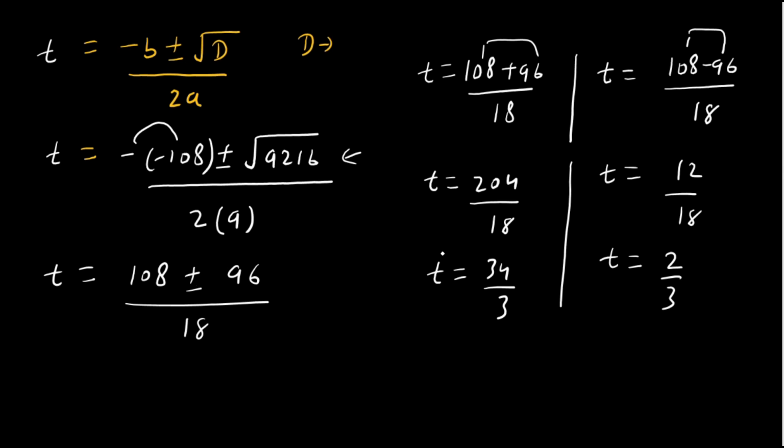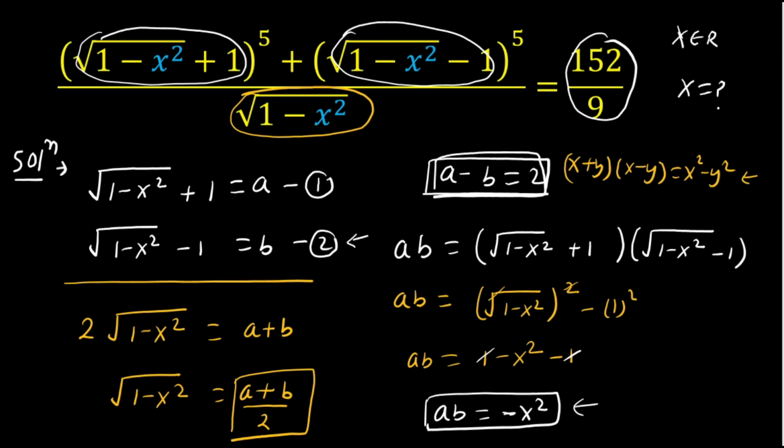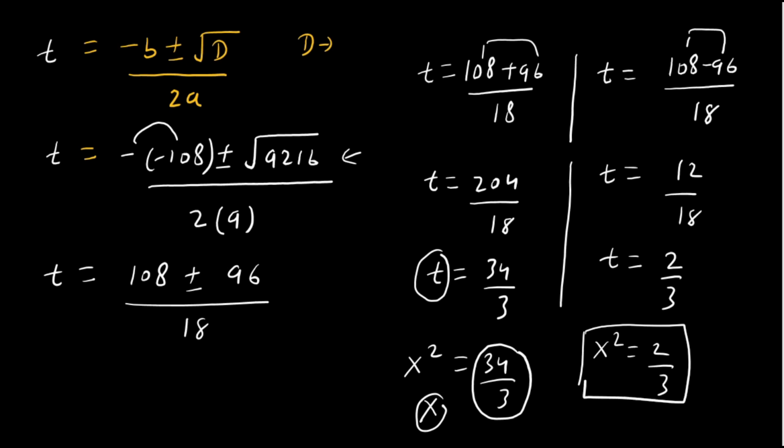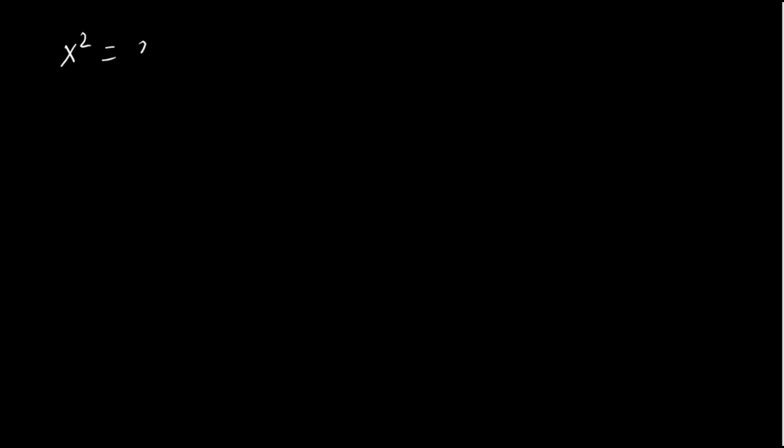And we know that t equals x², so it means x² equals 34 divided by 3, and here x² equals 2 over 3. The given expression is, look carefully, the square root of 1 − x². Here it is clear x² must be less than 1, so this value is rejected because x² is greater than 1. This value is accepted because x² is less than 1. Now x² equals 2 over 3.